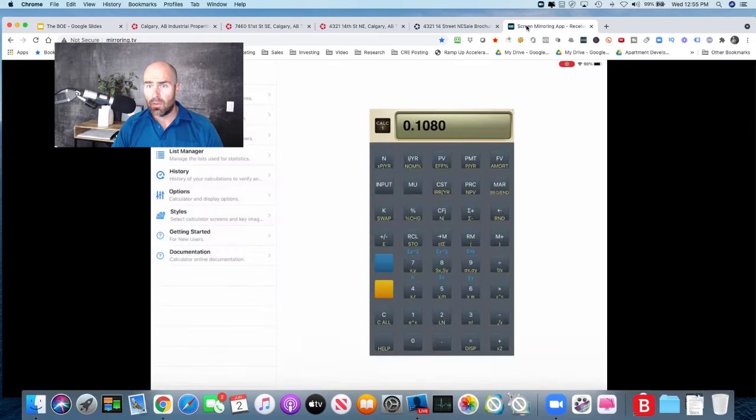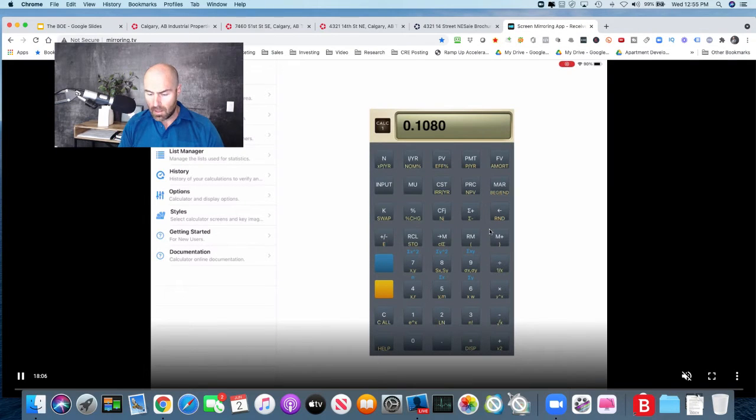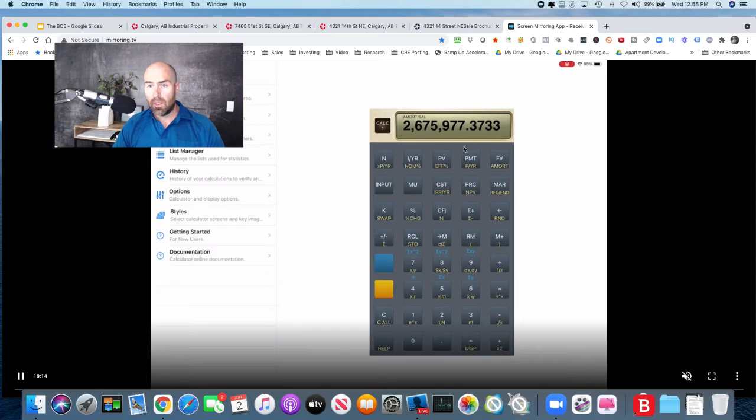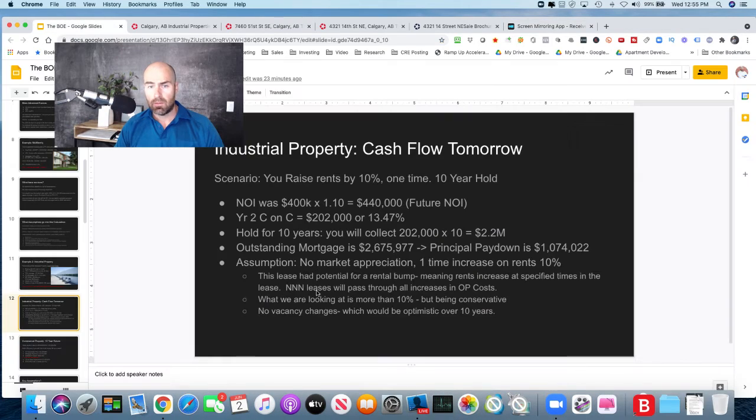So if we go back to this right here, I'm going to enter in 120 input. This is the shift function, amortization. So at the end of year 10, this is the balance, right? After 120 payments, which is what I have here, 2.675 million. All right. So your principal pay down goes, you pay down the mortgage by about $1 million. Now I call that phantom income because you can't actually realize it until you sell the property.